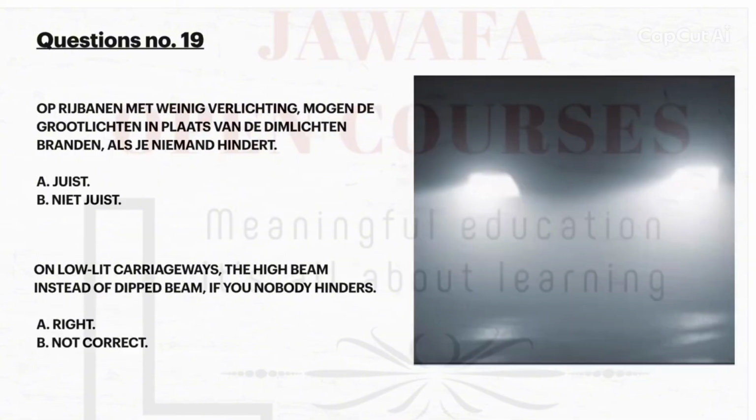Question number 19 asks, on a road where there is little or no light, can you turn on your high beam instead of your low beam if there is no one in front of you or behind you? Is this statement correct? Option number A says it is correct. Option number B says it is not correct.